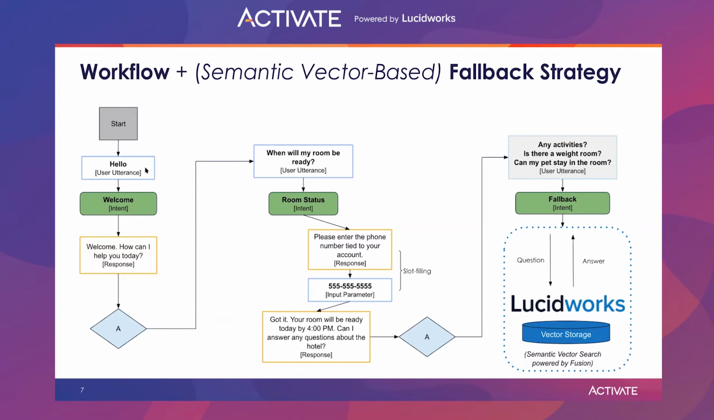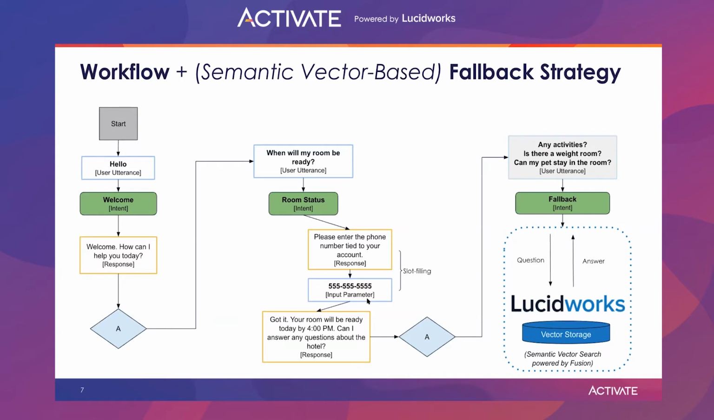So if someone says hello or hi or hey there, that would ultimately map to the welcome intent, and then it would follow a series of workflow steps, sending a response, maybe asking for more information. So let's say this is a hotel or hospitality workflow example. Someone might come in and say, when will my room be ready? Well, that utterance will be mapped to an intent, and that intent would then handle the rest of that workflow. So it might say, hey, I'll need some personal information to identify you, maybe the account you used or the phone number you used to book the hotel room.